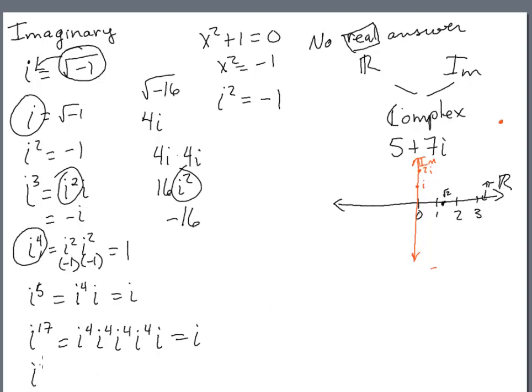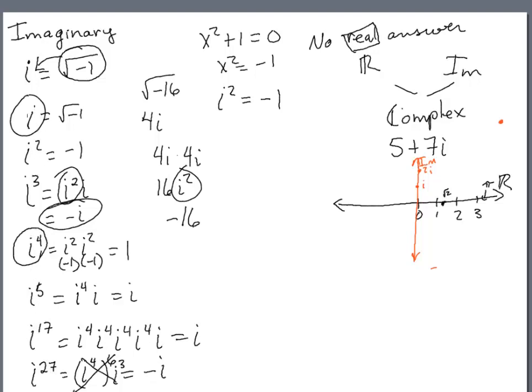Let's do one more. Let's do i to the 27th power. So this is going to be i to the 4th. I'm not going to write them all out there. I'm going to get 6 of those. That's i to the 24th, times i cubed. And i cubed was up here, negative i. So this is all 1. We get negative i.